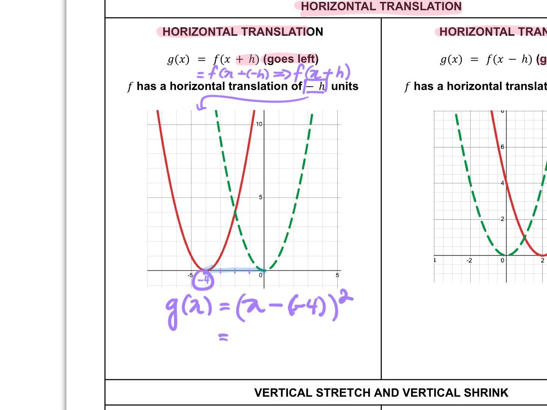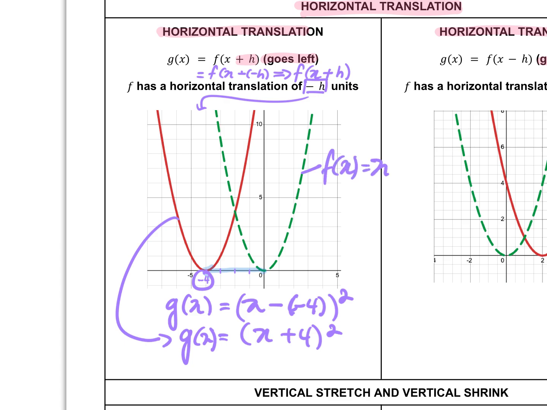Now let's simplify this one. Negative multiplied by a negative is going to be a positive, so now x plus 4 square. So this is now the function g of x is equal to x plus 4 square. It exactly looks like the parent function here. Our parent function here is f of x is equal to x square. But it looks like exactly the parent function, except that it is translated 4 units to the left.